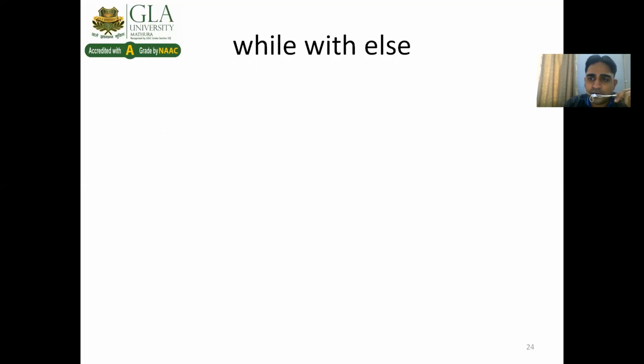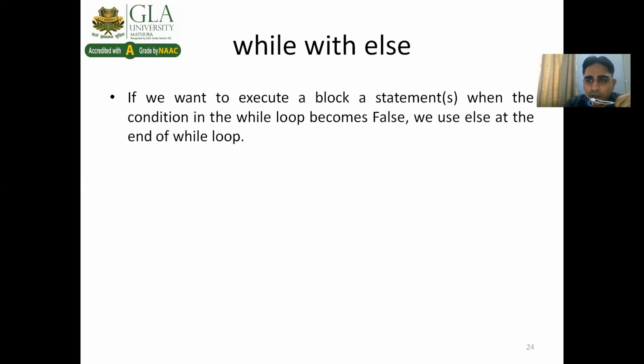While can also have the else part along with it. While and else are taken together, and else will only be executed once when the condition of the while loop becomes false. So if we want to execute a block of statements when the condition in the while loop becomes false, we use the else at the end of the while loop.